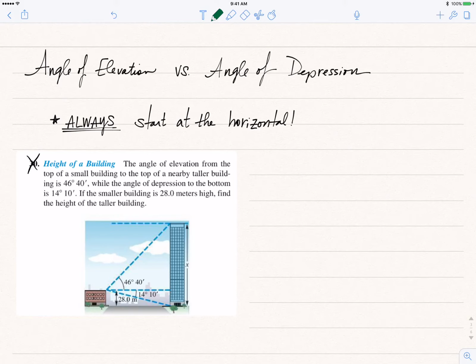This can often be the worst part of the problem. If you don't get your picture right, frequently you're going to end up not being able to do the math correctly as well. When you're dealing with angle of elevation and angle of depression, notice I have this note here that says you should always start at the horizontal. So an angle of elevation is going to begin at the horizontal, kind of like our angle in standard position begins, and it's going to go up from there.